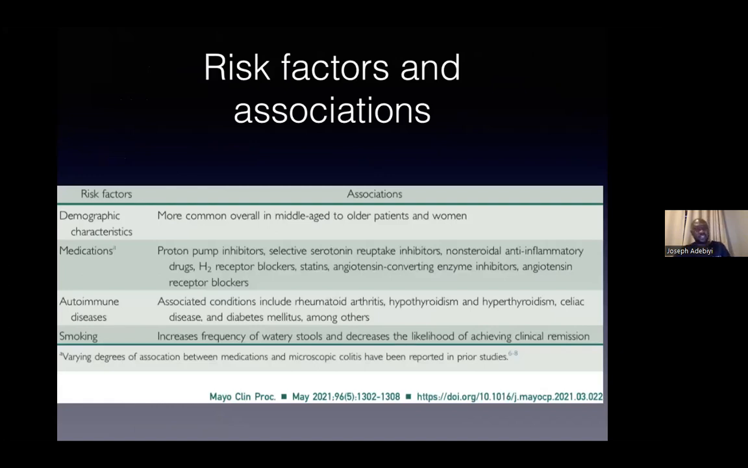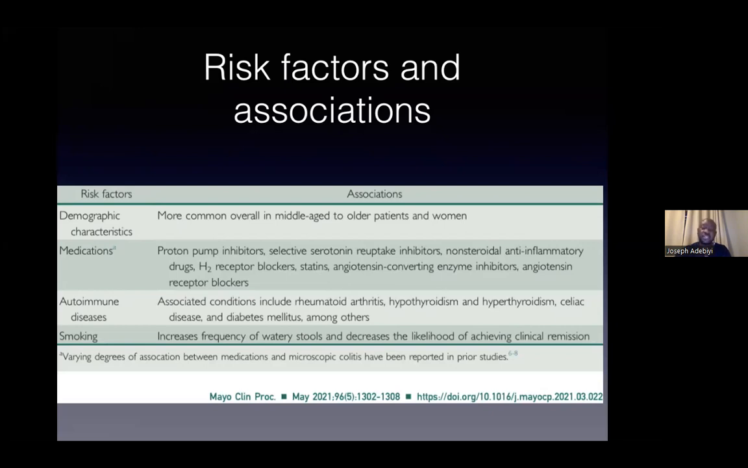There are also several associations and risk factors which have been described for microscopic colitis. Looking at this table, which I picked up from the Mayo Clinic publication, and at demographic characteristics, most of the patients are middle-aged women. So being a woman and being middle-aged is a risk factor for developing microscopic colitis. There is also a strong association with the use of certain medications, certainly proton pump inhibitors, especially NSAIDs and ACE inhibitors, as well as statins, which have been described as predisposing patients to microscopic colitis.